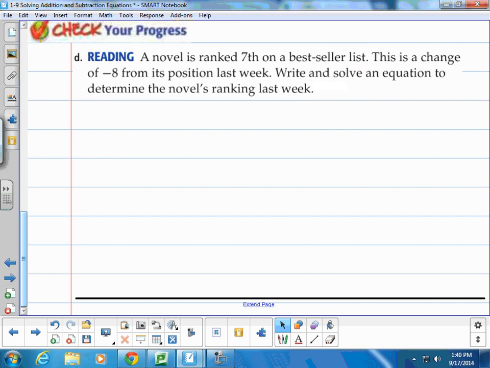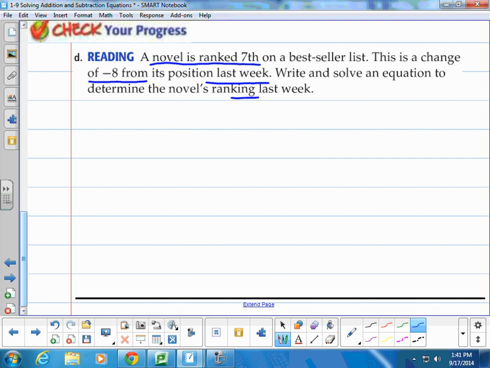A novel is ranked 7th on the bestseller list. This is a change of -8 from its position last week. Write and solve an equation to determine the novel's ranking last week. Well, a novel was ranked 7th on the bestseller list. The change of -8 from its position last week. Okay, write and solve an equation to determine the novel's ranking last week.